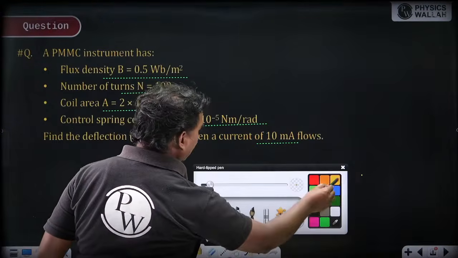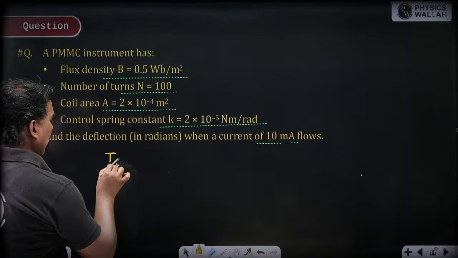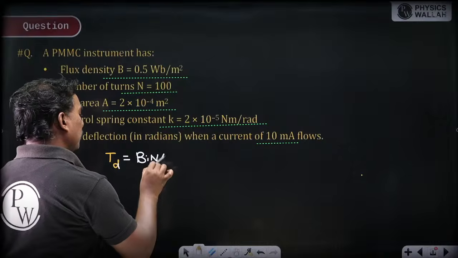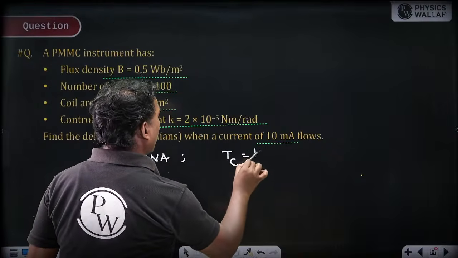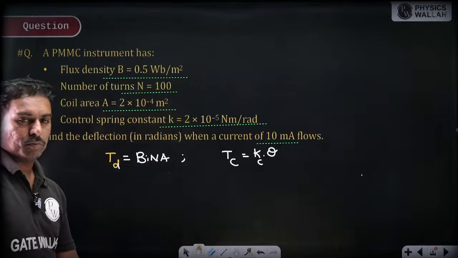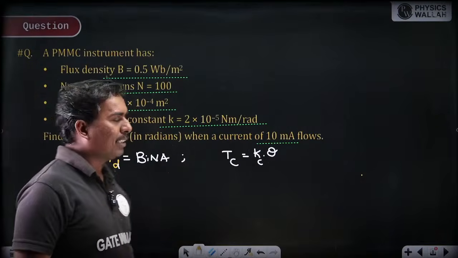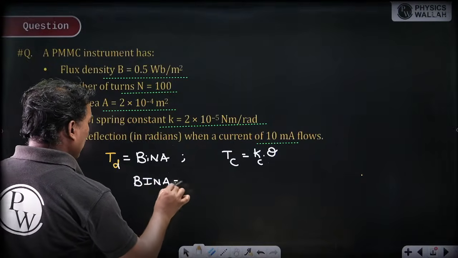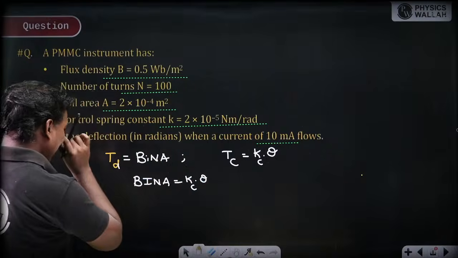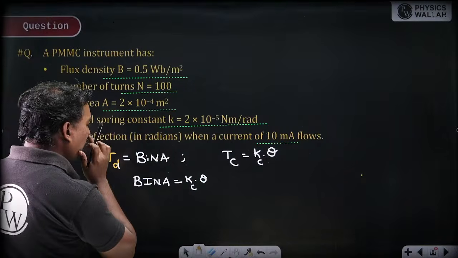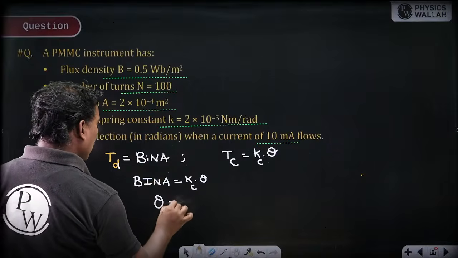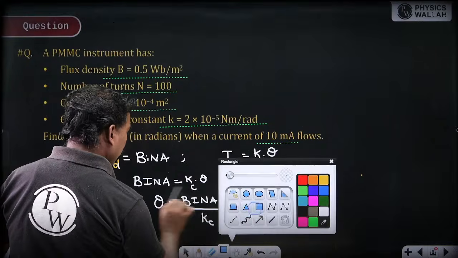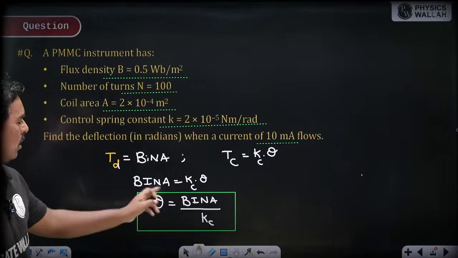If you see, the deflection torque is given by the formula BINA. Controlling torque is given by the formula Kc theta. Deflection torque is BINA, controlling torque is Kc theta. So at steady state, BINA can be written as Kc theta. The question asks to find the deflection when a current of 10 milliampere flows, so theta is equal to BINA divided by Kc.